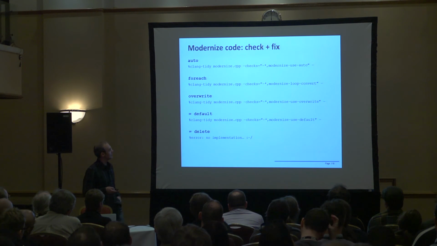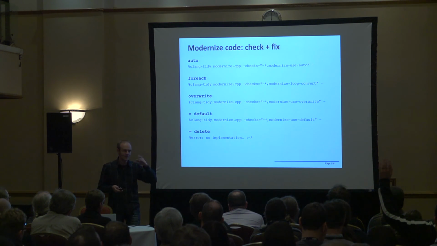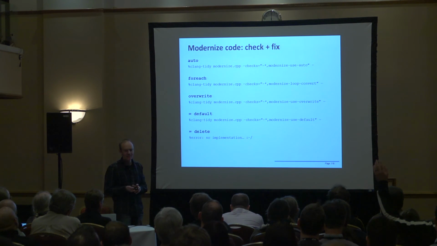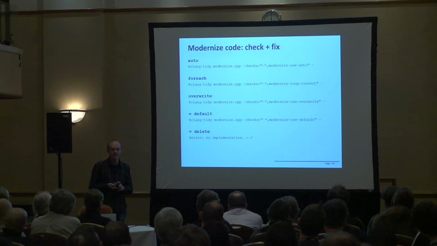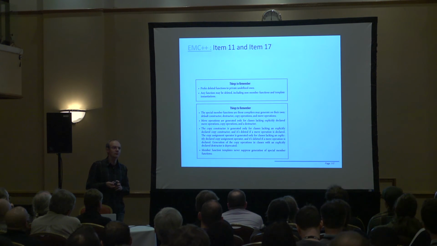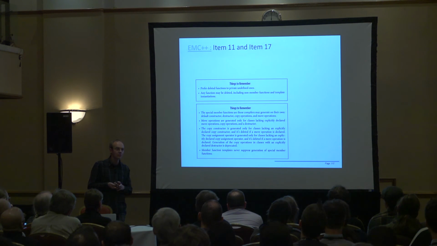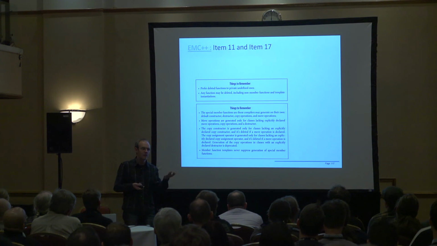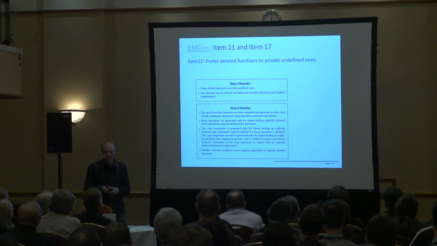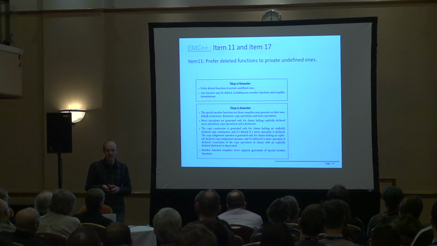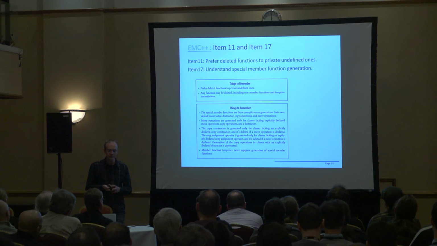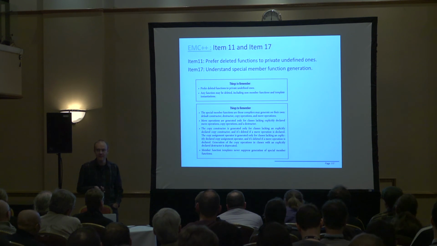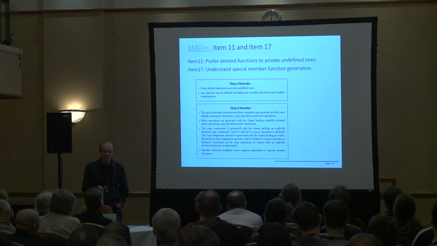And there's one missing. To delete implicitly generated methods, you normally either inherit from boost non-copyable, or you define your assignment operator and destructor private and do not implement them. That's the usual pattern, but you can replace this now with delete. It is also a rule in Scott's new book, I think associated with item 11 and item 17: prefer deleted functions to private undefined functions.